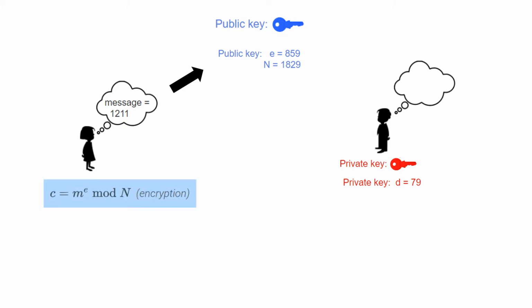She'll take M to the E mod N. M is the 1211, E is 859, and N is 1829. So the ciphertext is going to be found by 1211 to the 859th power mod 1829. When you're doing this, you'll want to use a calculator, obviously, as would Alice. Anyway, she gets 388 as the encoded message.